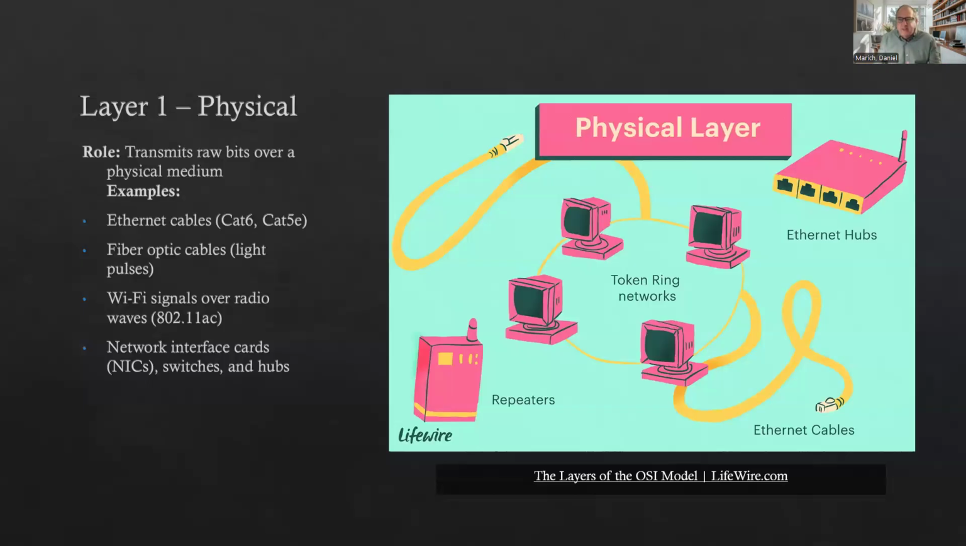We have our Wi-Fi signals, which transmit data using radio waves. Then we have our NIC cards, switches, and hubs, and these are the physical devices operating at this layer. So the physical layer is essential for enabling the actual movement of data from one device to another through wired and wireless connections.